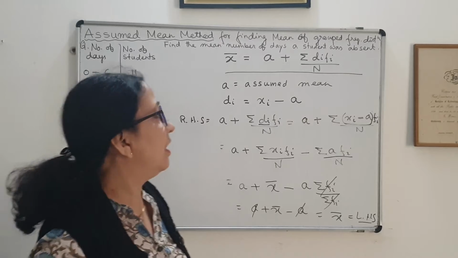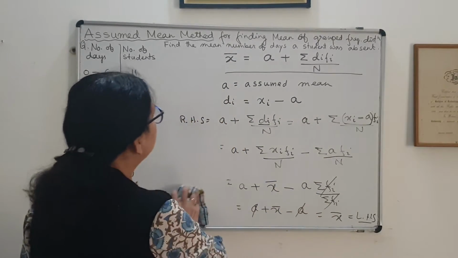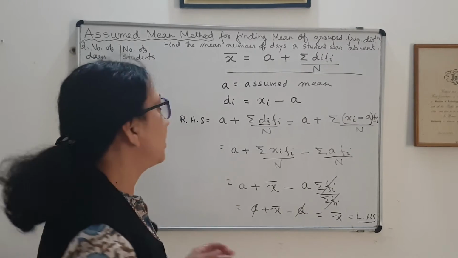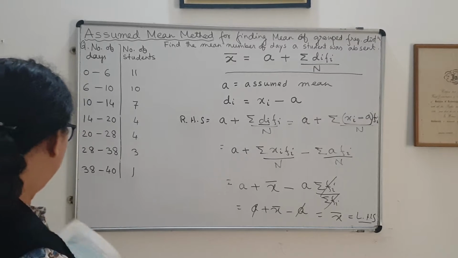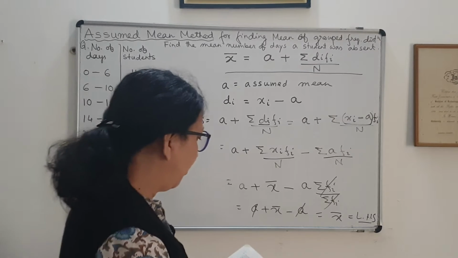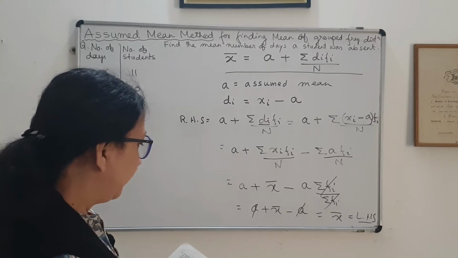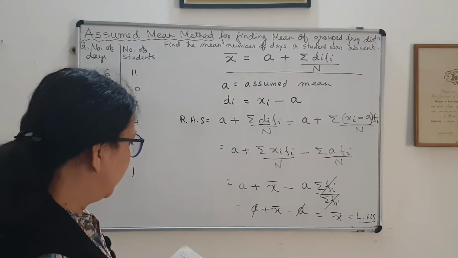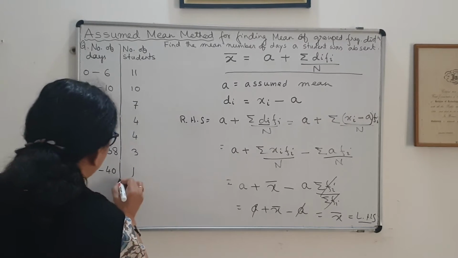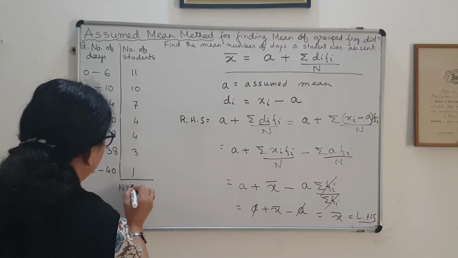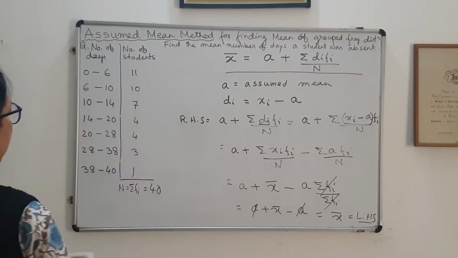Now let us solve a question using this method. For that I have taken a question from NCERT, exercise 14.1, question number 8. The question is that a class teacher has the following absence record of 40 students of a class for the whole term. That is, this n, which is sigma fi, is given to be 40.